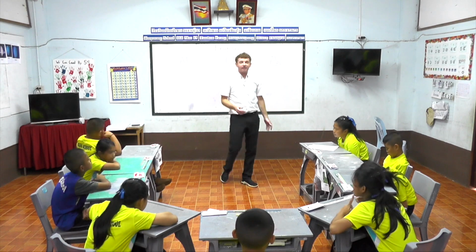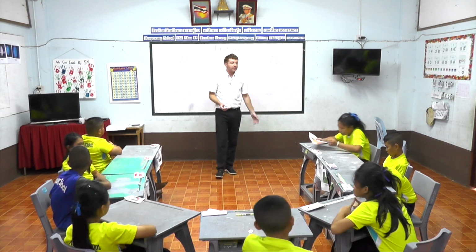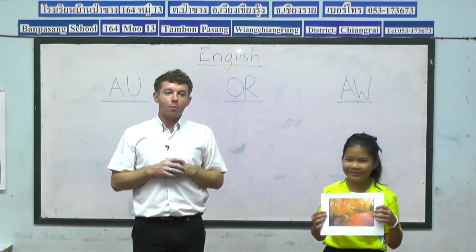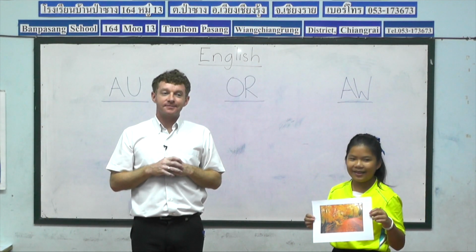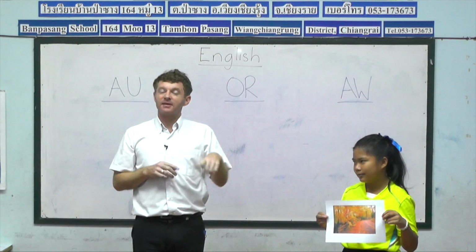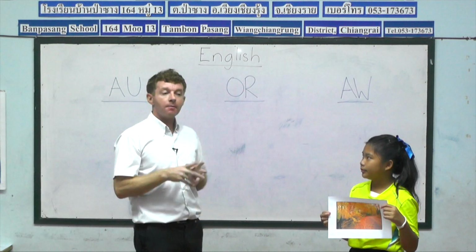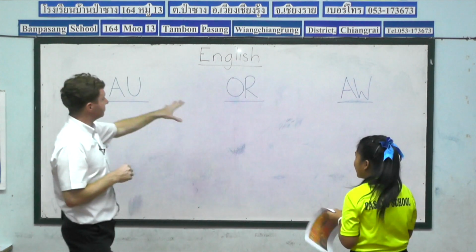And the first flashcard is with Lakgao. Lakgao, come and show it to your friends. Now, who can remember what word this is, guys? Autumn, yes. This is the time of year when the leaves fall off the trees. But how do we spell autumn? Which is the correct spelling?